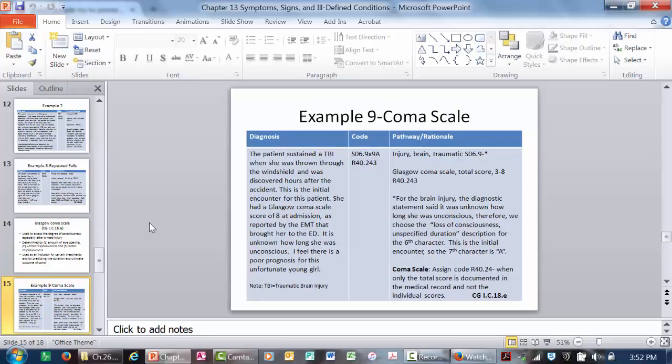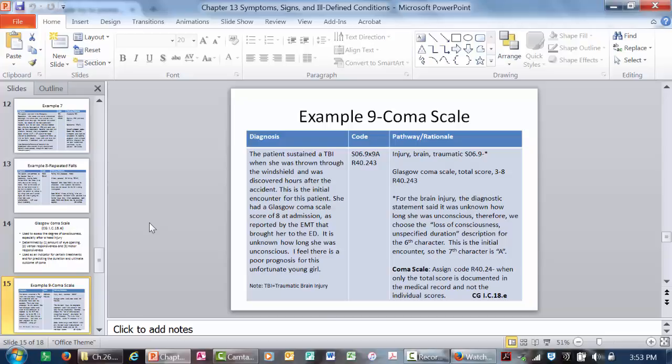So in this case, the patient sustained a traumatic brain injury when she was thrown through the windshield and was discovered hours after the accident. This is the initial encounter for this patient. She had a Glasgow Coma Scale score of 8 at admission as reported by the EMT that brought her to the ED. It is unknown how long she was unconscious. I feel there is a poor prognosis for this unfortunate young girl. So we code the brain injury.